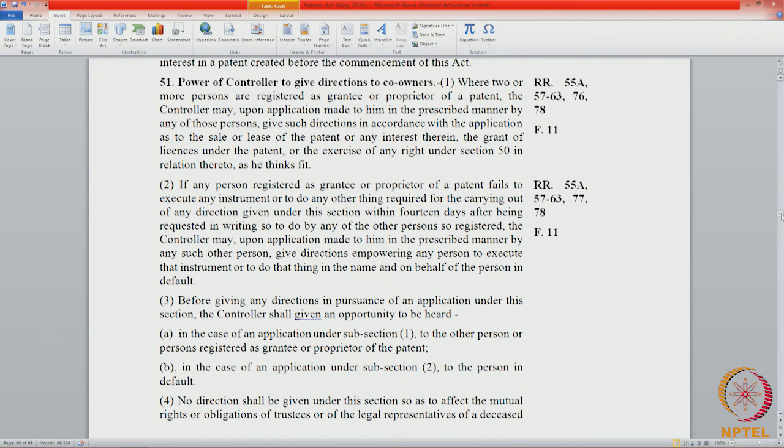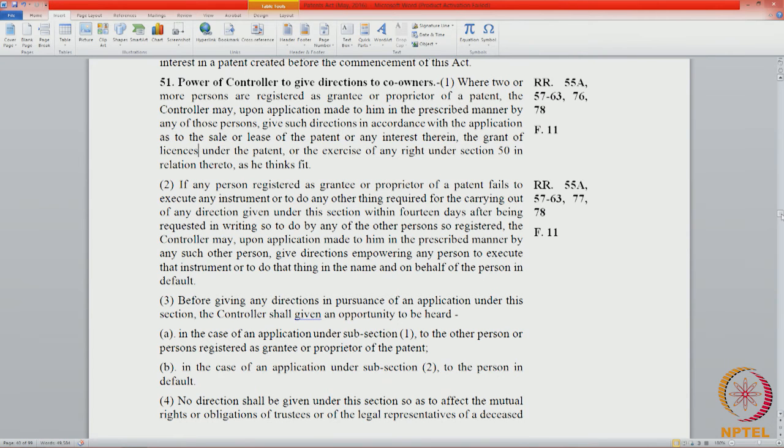So, 51(1) and 51(2) are two different instances where the controller can give a direction. In 51(1), the controller can give directions generally with regard to any application made with regard to sale, lease, license or any of the rights under section 50. In 51(2), there is an instrument for execution. An agreement or a license deed has been drafted and sent to the co-owners for execution, for them to sign, and the co-owners refuse to sign. In such cases, the controller can ask another party to sign on their behalf, again to break the deadlock. 51(3).